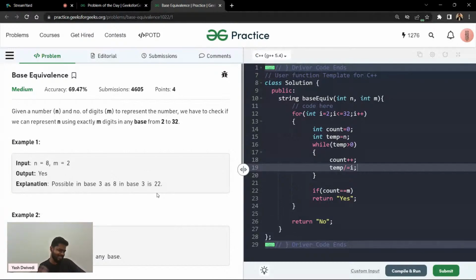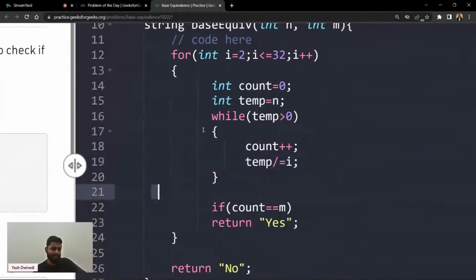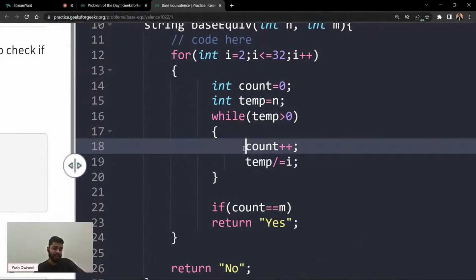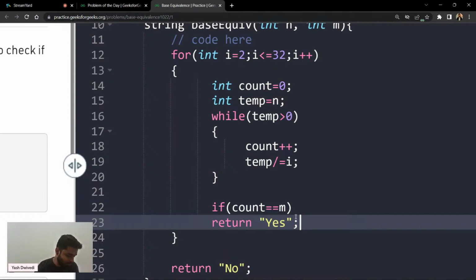Because this problem was quite easy. It was quite easy. Basically, for each and every base, you can simply check by iterating and counting the number of digits in that particular base. If the number of digits in a particular base is equal to m, that is the required number of digits that you want, then you will return yes, otherwise no.